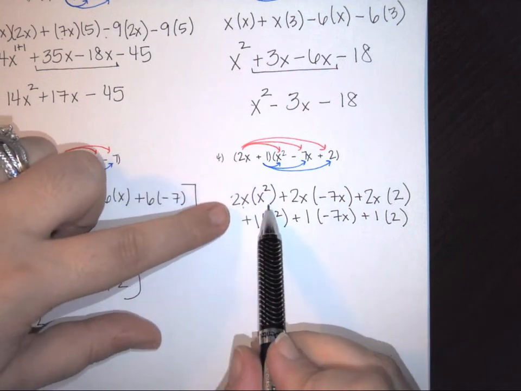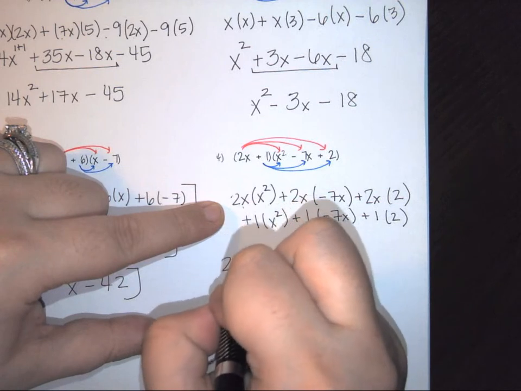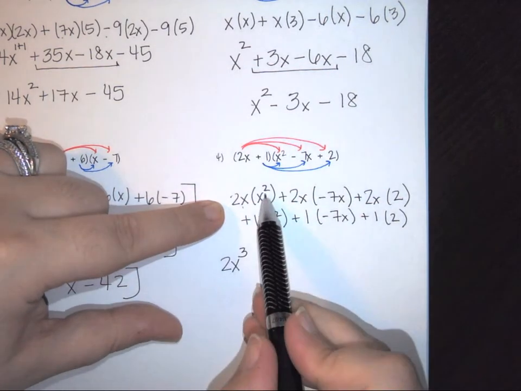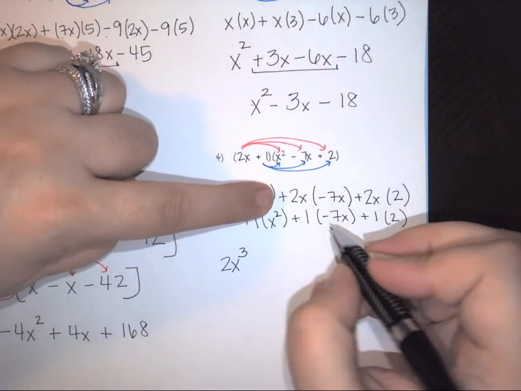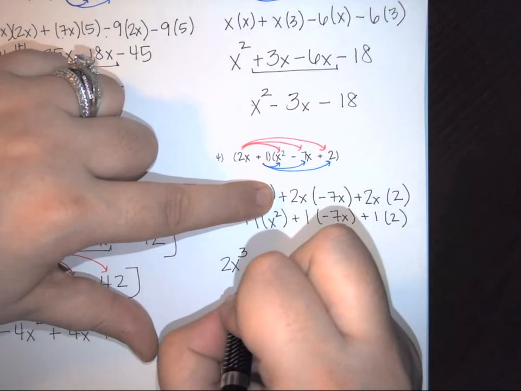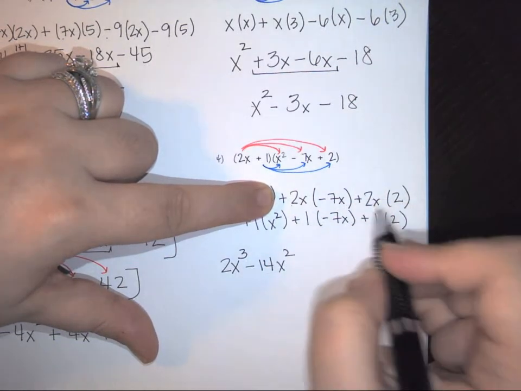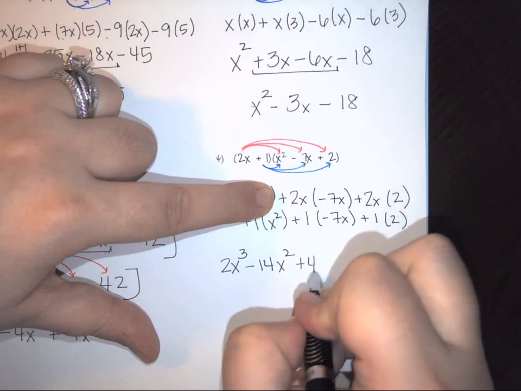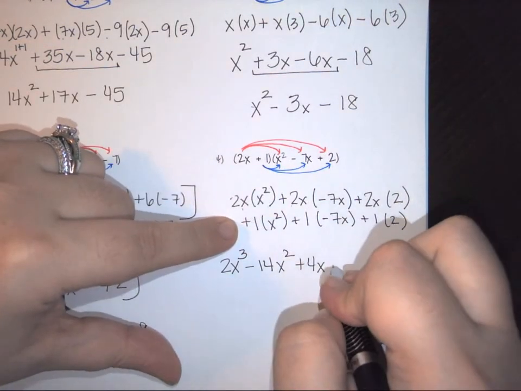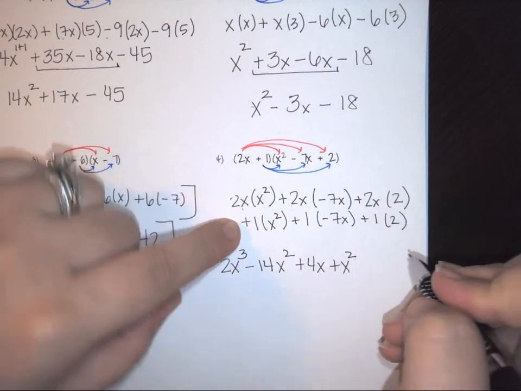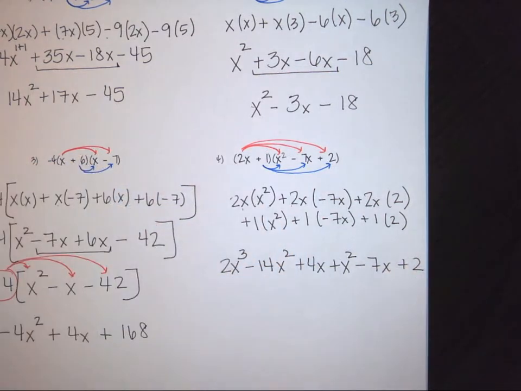So let's look at the first term here. So we have 2x and x squared is going to give me a 2x cubed. Remember, we have to add. There's 2x's here, 1x here. Combine them gives you 3. I have a 2 times negative 7 is a negative 14. X and x gives me x squared. And then I have plus 4x. Moving right along, 1 times x squared is going to give me plus x squared minus my 7x plus 2.